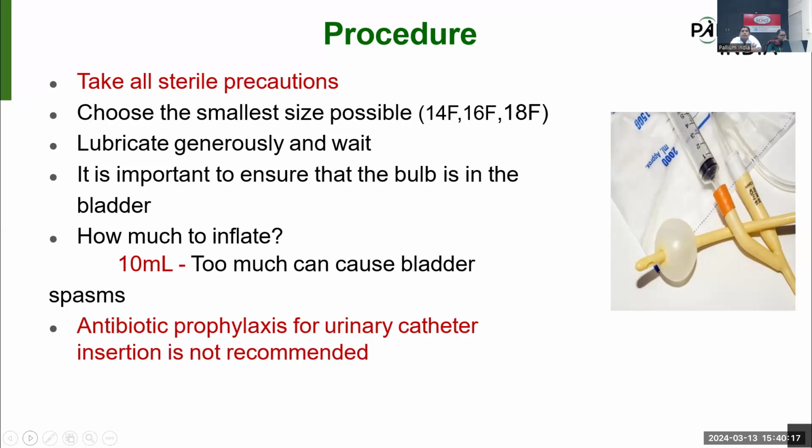It is important to ensure that the bulb is in the bladder. For inflation, 10 ml is needed. More than 10 ml, we are not at all using. Sometimes, if the patient is having any leak, you have to remove 2 ml at a time. If the leaking is persisting, you can push the 2 ml again.